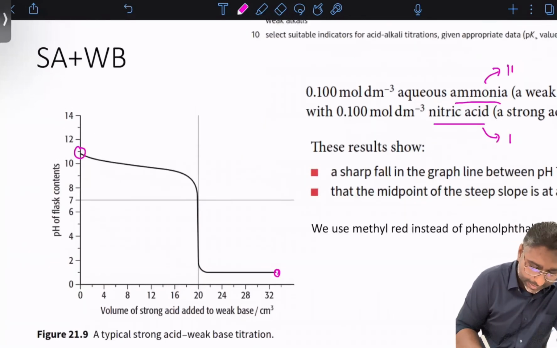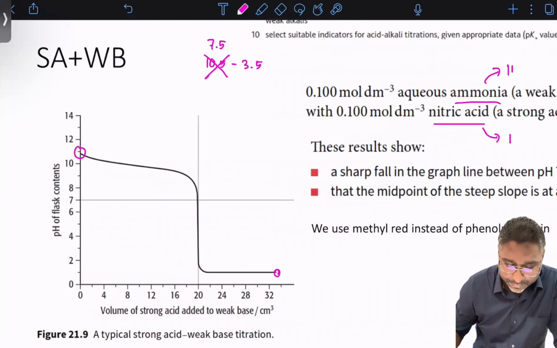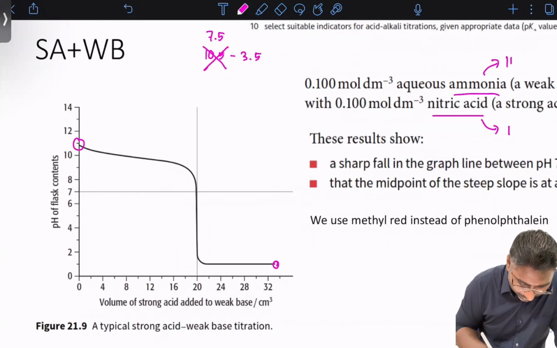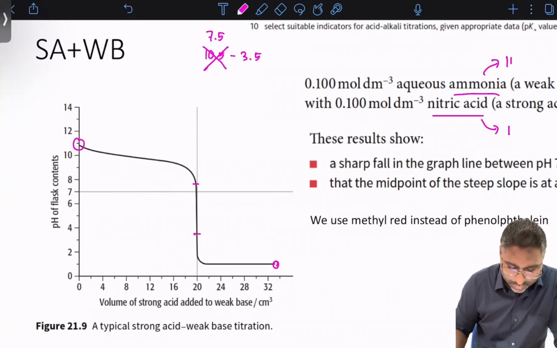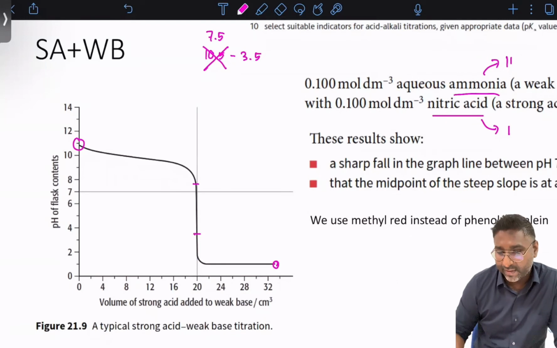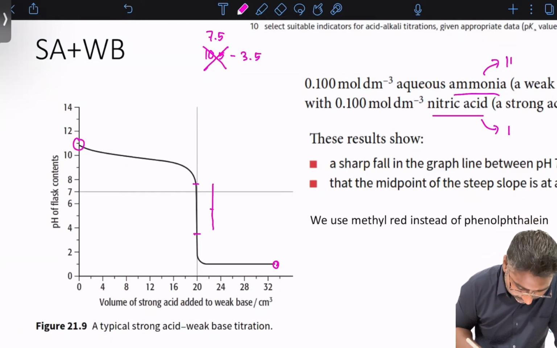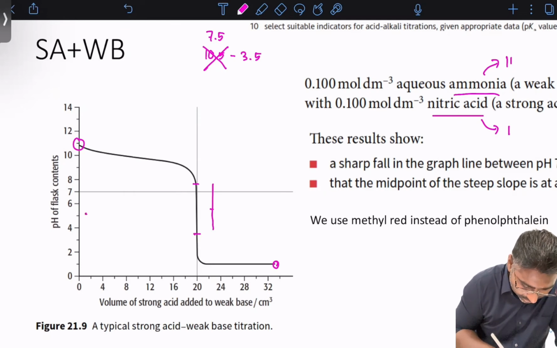Previously the drop is 10.5 to 3.5, but now it's not going to be 10.5. The drop is going to be from 7.5 to 3.5. So you can see from 7.5 to 3.5, somewhere here. The midpoint of the sharp fall is no longer at 7 like previously. The midpoint is supposed to be here. The midpoint is going to be 5.